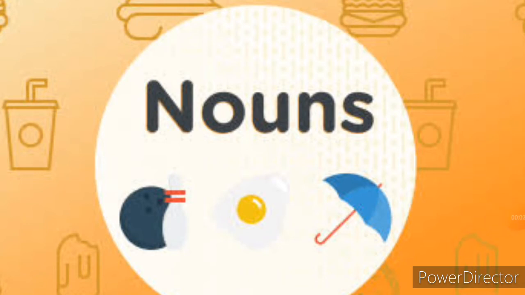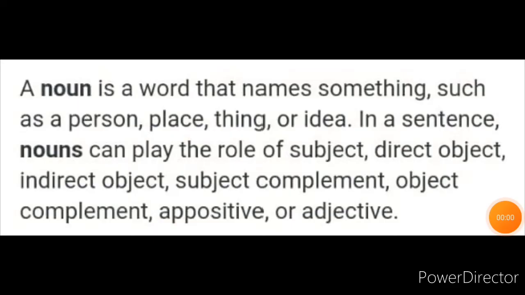Among the parts of speech, the first one is the nouns. Look at that spelling, N-O-U-N-S, nouns. What do you mean by nouns? Look at the title, children, N-O-U-N-S, nouns. Now look at the definition, children. What do you mean by noun? A noun is a word that names something such as a person, place, thing or idea.